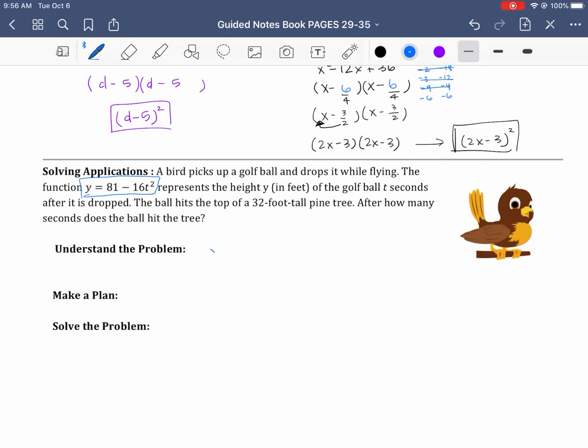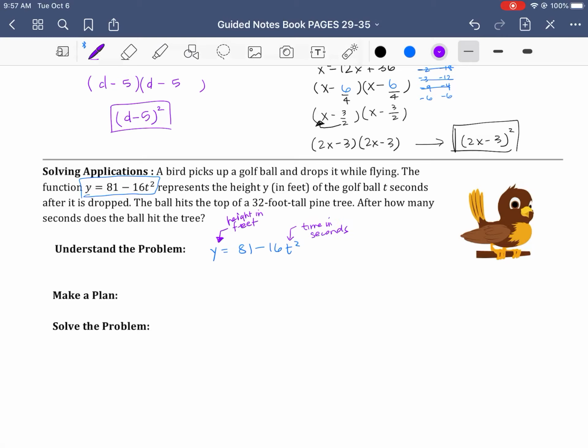So first, understanding the problem. They gave us a function, and we just need to understand what it means. They said it represents feet, this is height, so height in feet, and we're assuming that's above the ground. If I wanted to look at how high it is before he drops it at all, if t represents time in seconds and t was 0, that makes this whole thing go away. It looks like he's 81 feet in the air when he decides to drop that golf ball. Again, t is time in seconds.